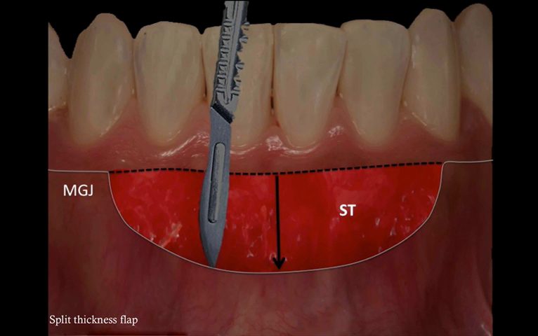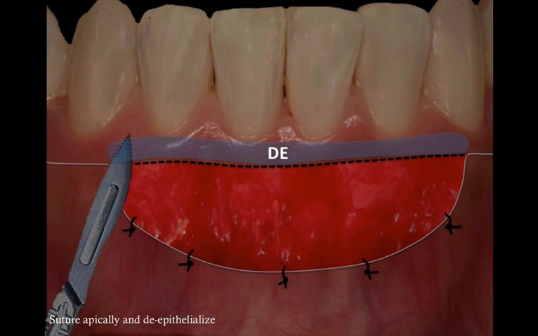And what you do next, you stabilize this flap with interrupted sutures, ideally gut sutures, and keep it open. Now, if you have some attached keratinized tissue to some extent, what you'd like to do is deepithelialize it.